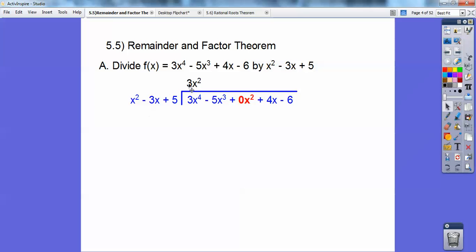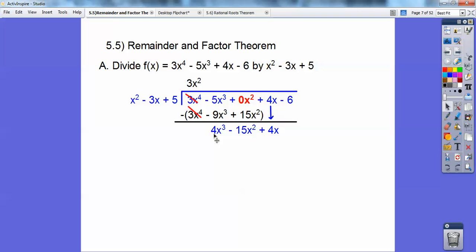Then I multiply this 3x squared times x squared times negative 3x times 5. So 3x squared times this times this times this. And that's what's going to go right underneath this guy right here. Okay, and then I'm going to do parentheses and subtract. Be careful. Negative 5 minus a negative 9 is negative 5 plus 9. All right, so I get that. Slide down the next term right here, and then I do it again.